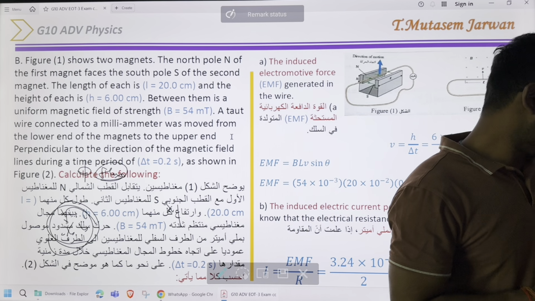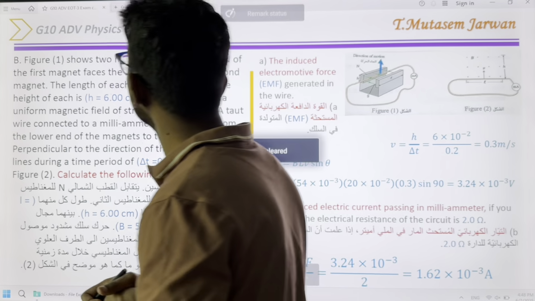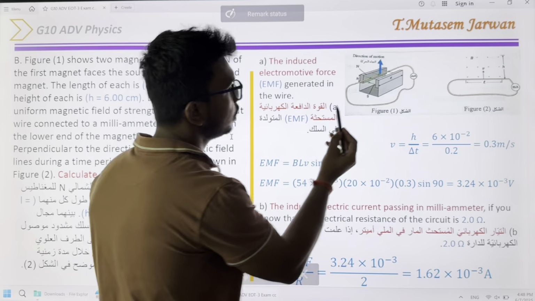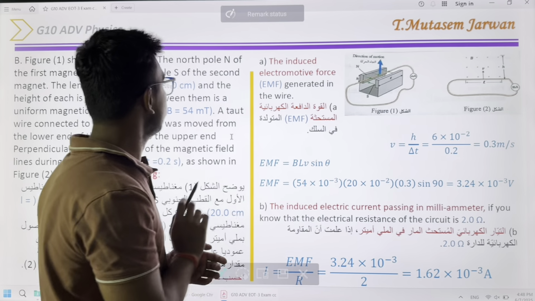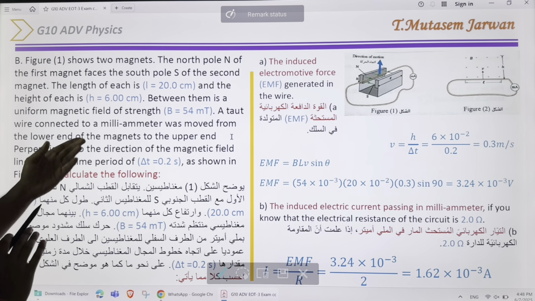Figure 1 shows two magnets. Oh, this was the question asked last year. The figure shows two magnets, the north pole N of the first magnet faces the south pole S of the second, as shown in the picture. The length of each is 20 centimeter and the height of each is 6 centimeter. So they have given you this length, they have given you the height as well. Between them is a uniform magnetic field of strength. The magnetic field is given.